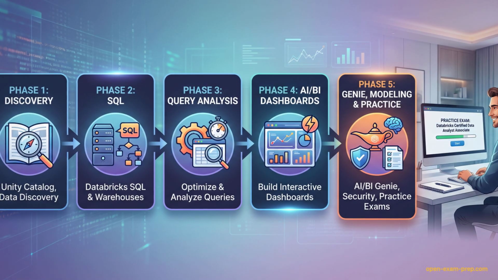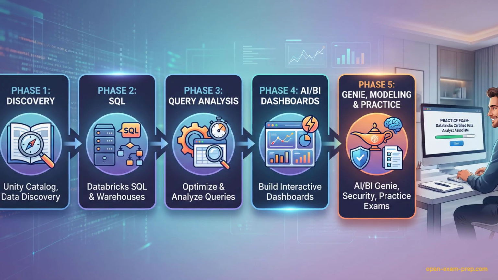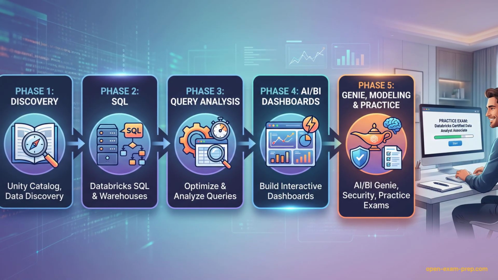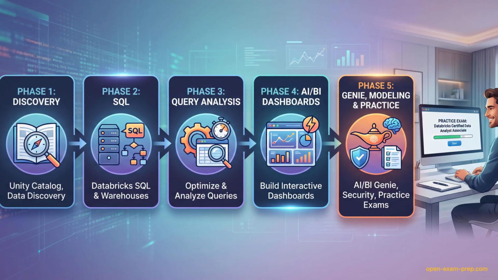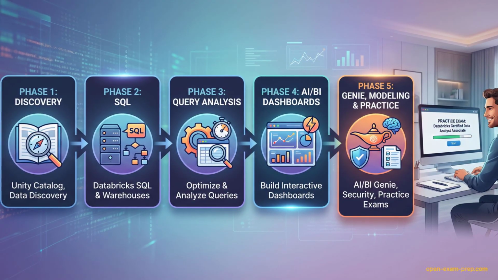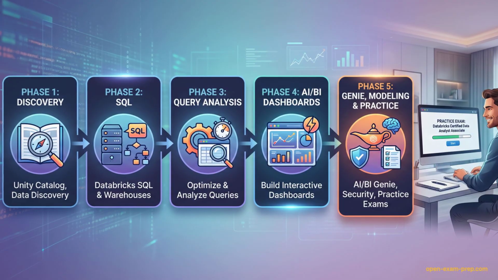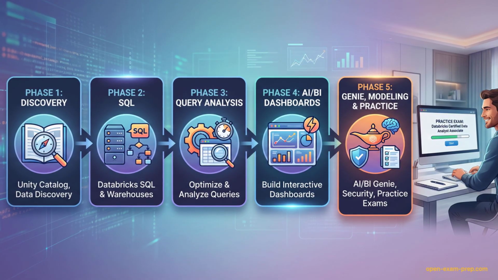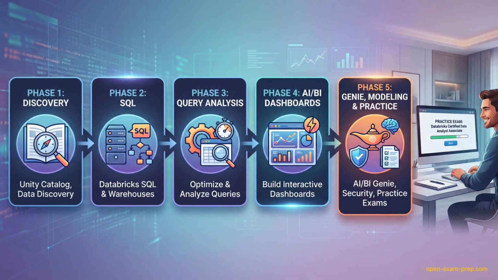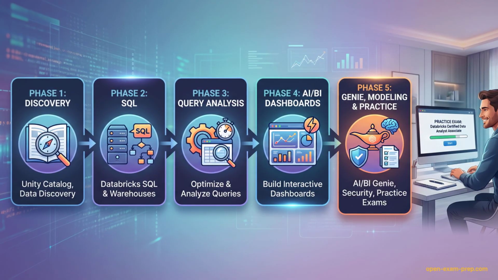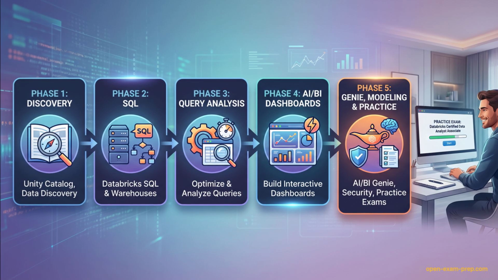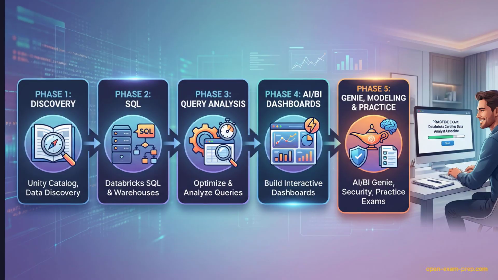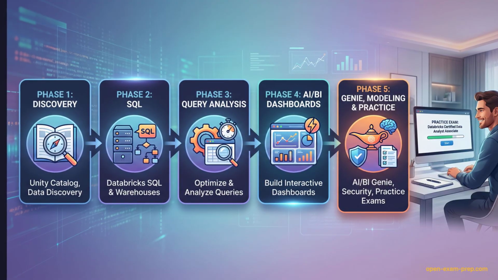To bring this all together, follow a structured 5-phase study plan. Start by mastering Unity Catalog and data discovery. Then, dedicate a significant block to Databricks SQL and SQL warehouses. Follow that with deep dives into query analysis and then AI/BI dashboards. In the final phase, focus on Genie spaces, data modeling, and security, while running full, timed 45-question practice sets. This phased approach ensures you cover all the high-yield topics methodically and build confidence for exam day.